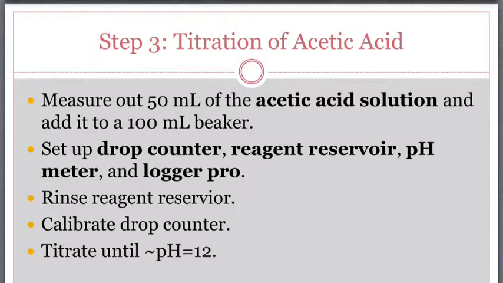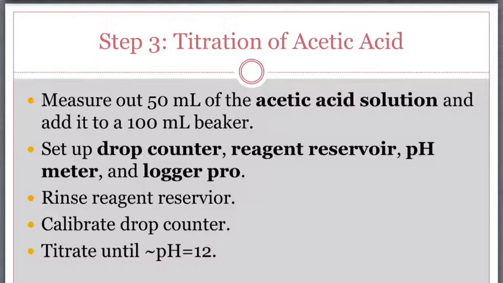We'll first rinse our reagent reservoir, similarly to the way we rinse the burette in step 2. We will then place the reagent reservoir into the apparatus and set up everything in the apparatus except the pH meter. Then place a clean 10 milliliter graduated cylinder beneath the drop counter so that the drop goes from the reagent reservoir through the slit in the drop counter into the graduated cylinder.